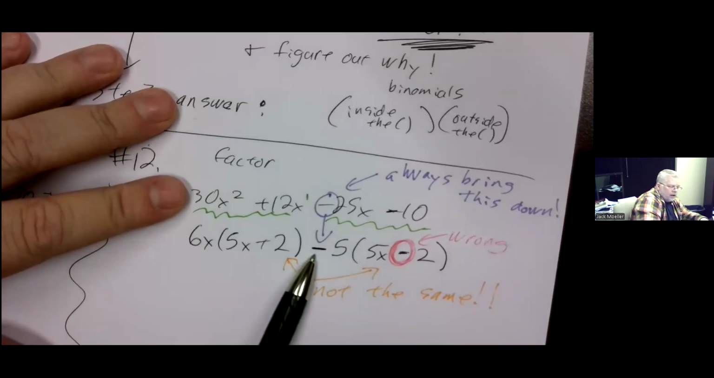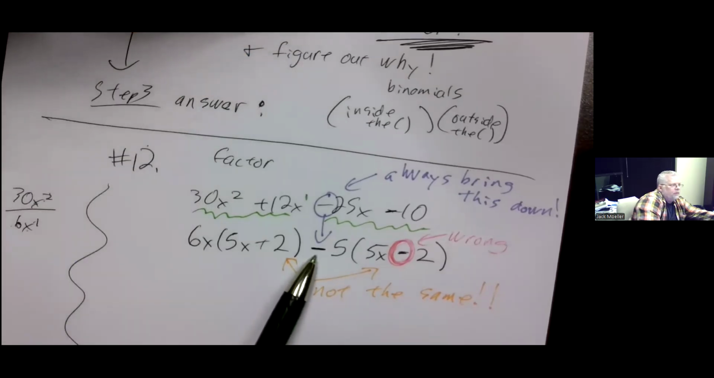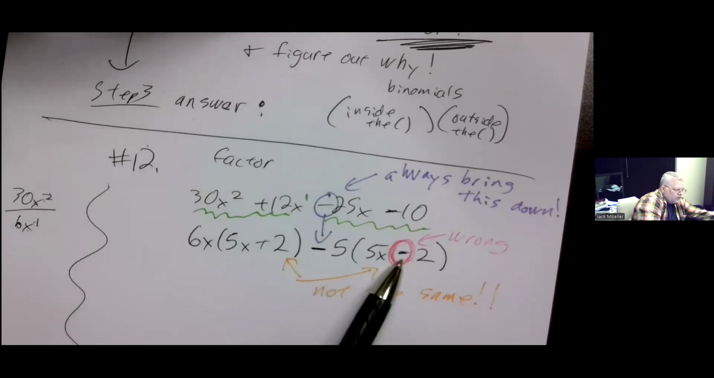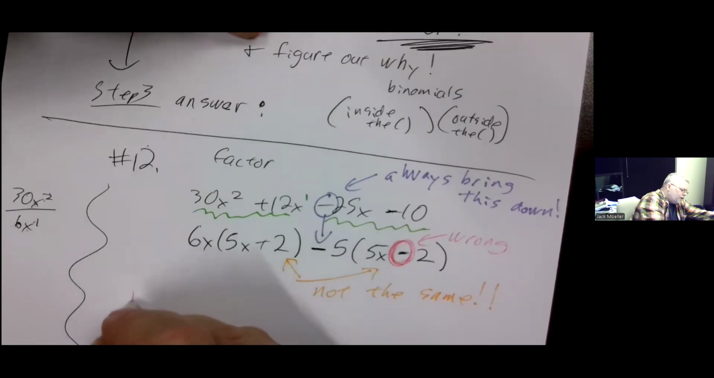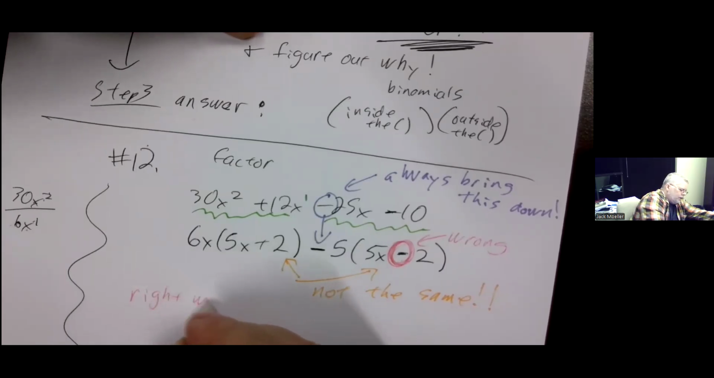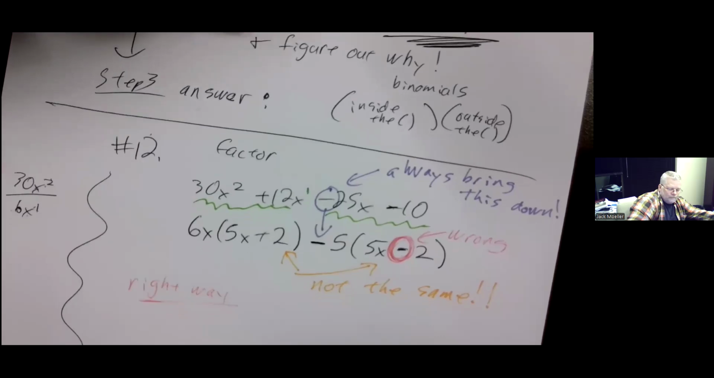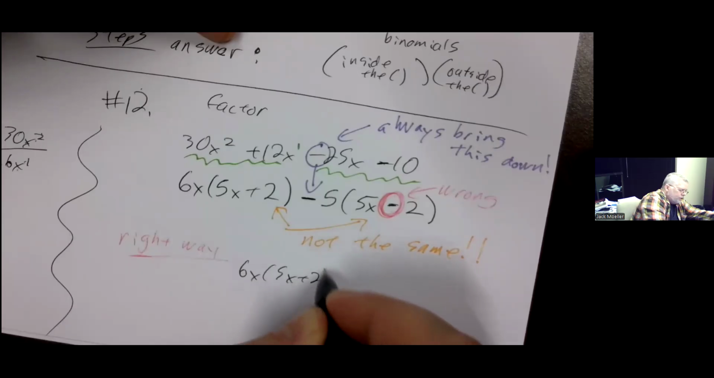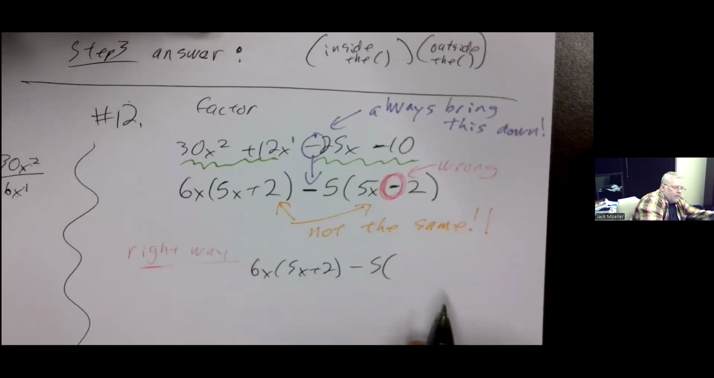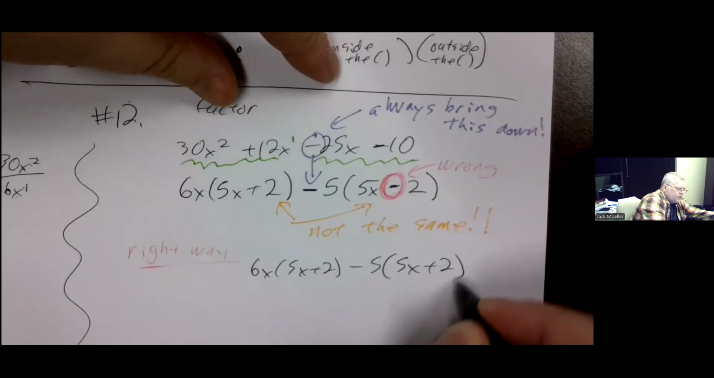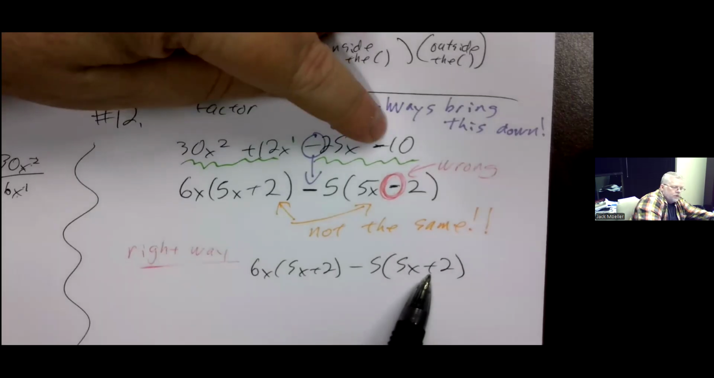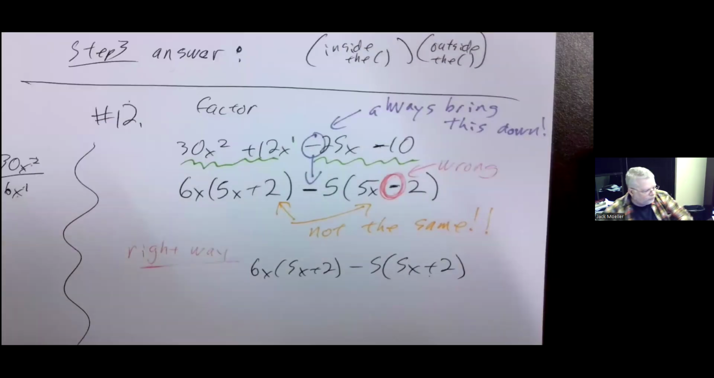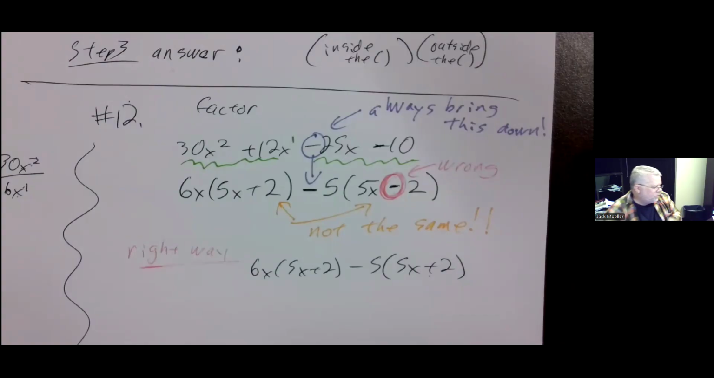So if you're pulling out a negative GCF, we talked about this a little bit with the polynomials, that changes both of those signs. So it was negative, negative. Now they should be positive, positive. So the right way, new red pen. So that's still 6x times 5x plus 2. Now for the second part, it's still going to be minus 5, but now it's going to be 5x plus 2, because minus 5 times plus 2 does give us the minus 10. Now we're good to go because these are the same.